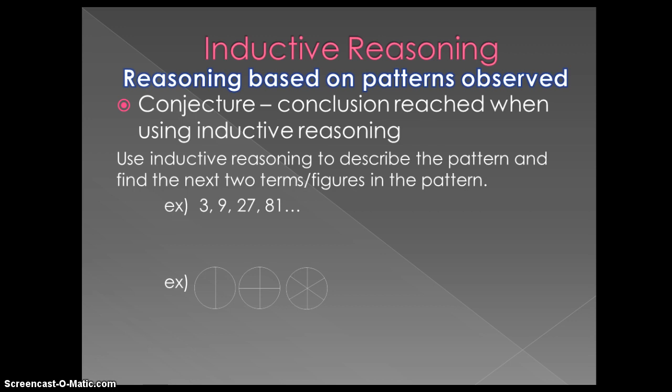So I want you guys to use inductive reasoning to describe the pattern and find the next 2 terms or figures in the pattern. Hopefully you noticed that in the first example, we're multiplying by 3. 3 times 3 is 9. 9 times 3 is 27. 27 times 3 is 81. So my pattern, based on my inductive reasoning, is that I'm multiplying by 3. And so 243 and 729 would be the next logical answers.